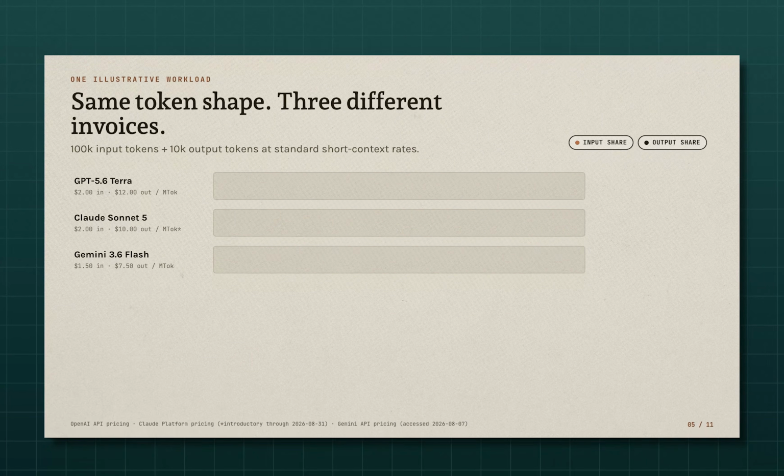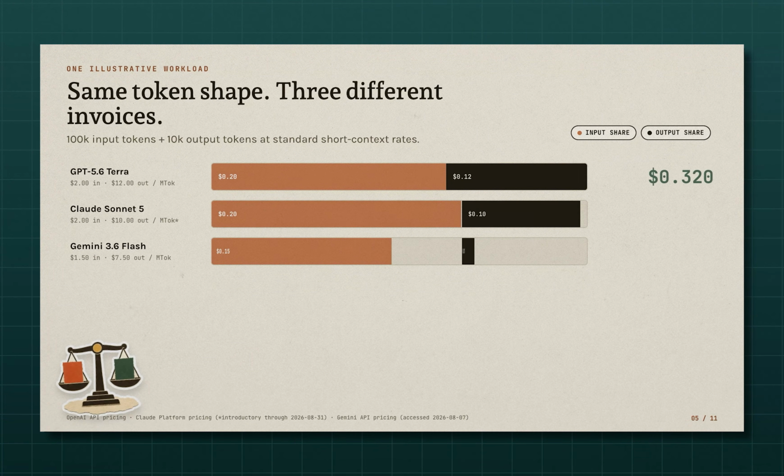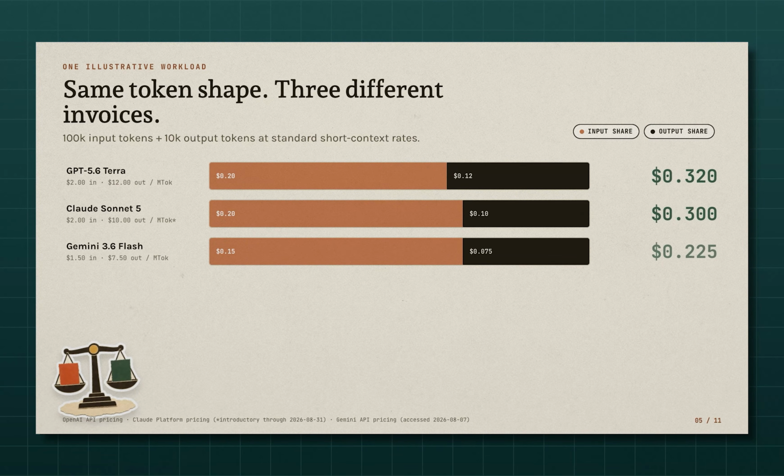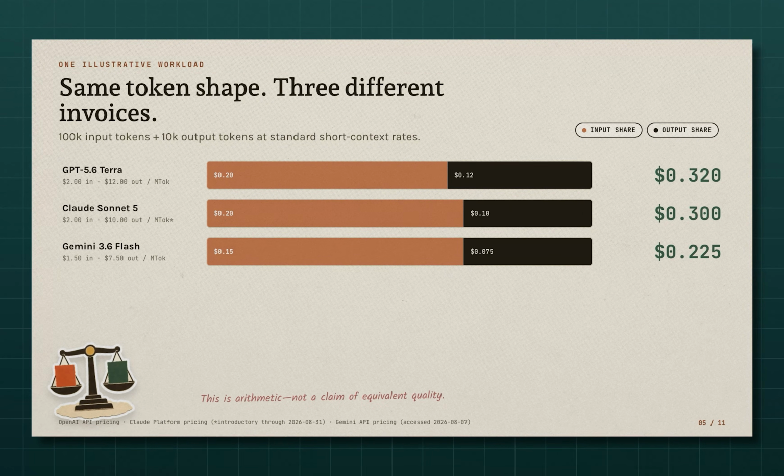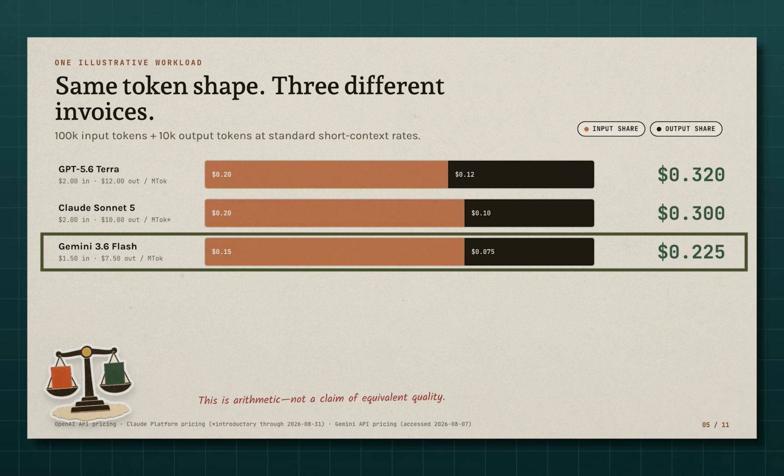So let's say I invent one clean receipt: 100,000 input tokens and 10,000 output tokens with no tool, cache, retries, or long context premium. The arithmetic is simple. Terra would be 32 cents, a Sonnet at the temporary rate would be 30 cents, and Gemini Flash would be 22.5 cents. That makes Gemini look like the obvious winner here, except we have not established that the three models would produce the same quality.